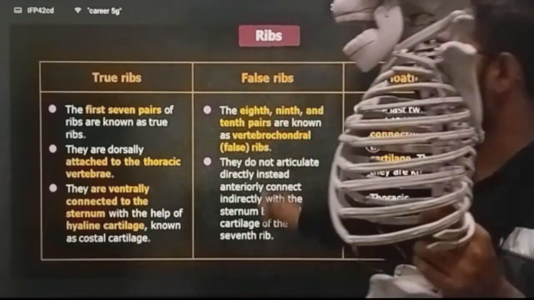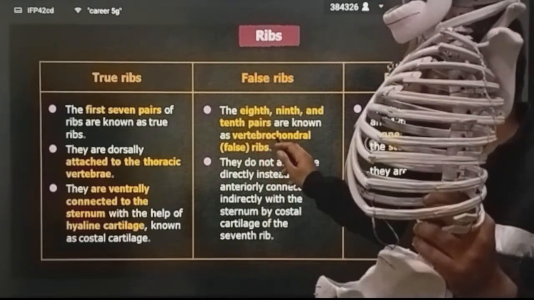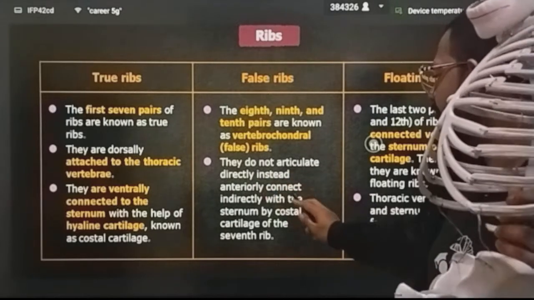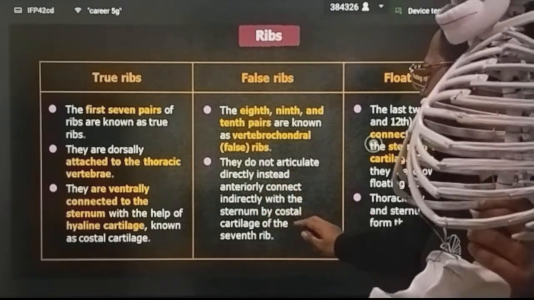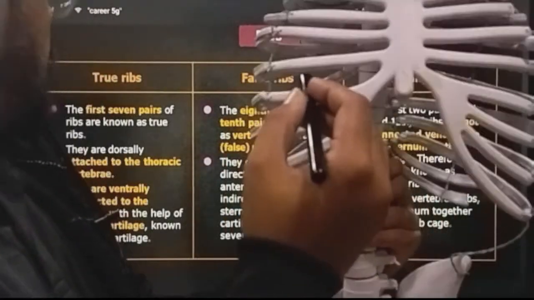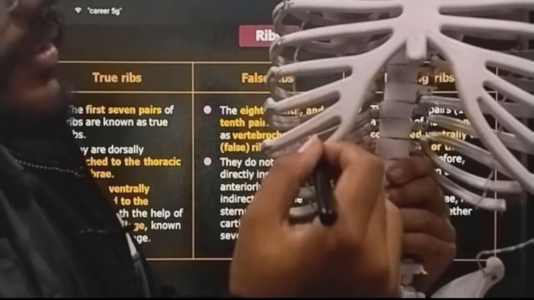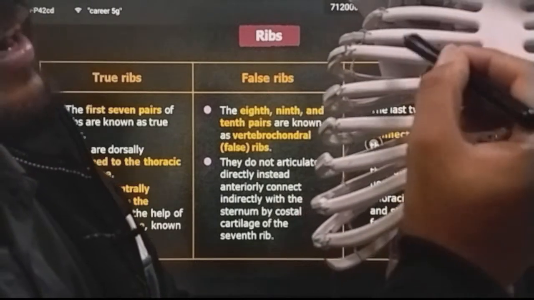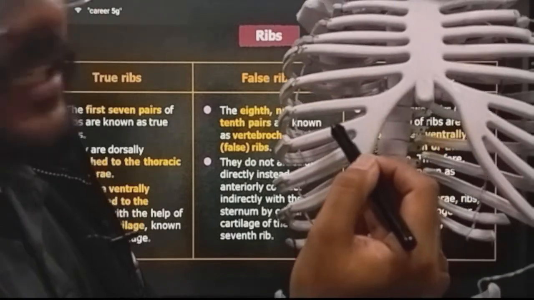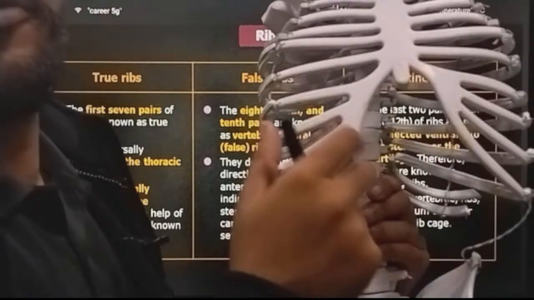Next one is your false rib. The 8th, 9th and 10th pairs of ribs are known as vertebrochondral ribs or your false ribs. They do not articulate directly with the sternum, instead they are connected indirectly, through the costal cartilage of the 7th rib. You can see here, that is your 8th, 9th, 10th pair. 1 2 3 4 5 6 7, till here your true ribs. Now this is the 7th rib. From the 7th rib 3 more ribs come out, the 8th, 9th and 10th. These 3 ribs form your false ribs.